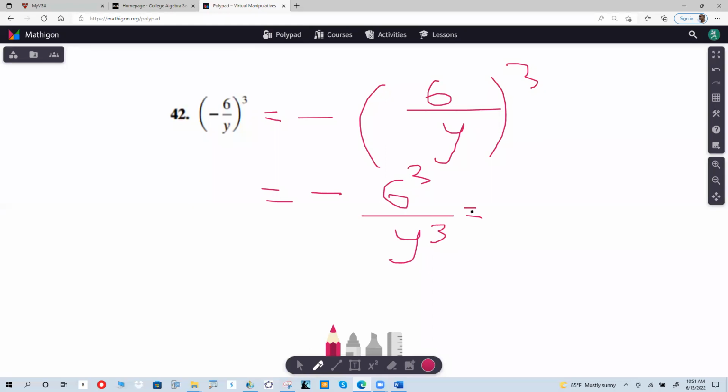6 to the power 3 is 6 times 6 times 6. I'm getting 216. And y to the power 3 is y to the power 3. That's your answer. Again, if this was even, you would ignore this sign. It'll become plus. If this is odd, you want to make sure you put a little minus sign right here, and right here. Okay.